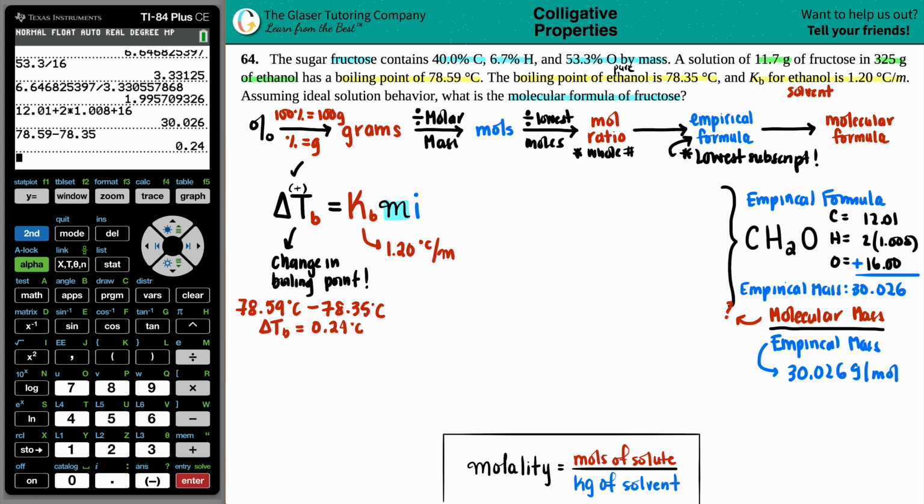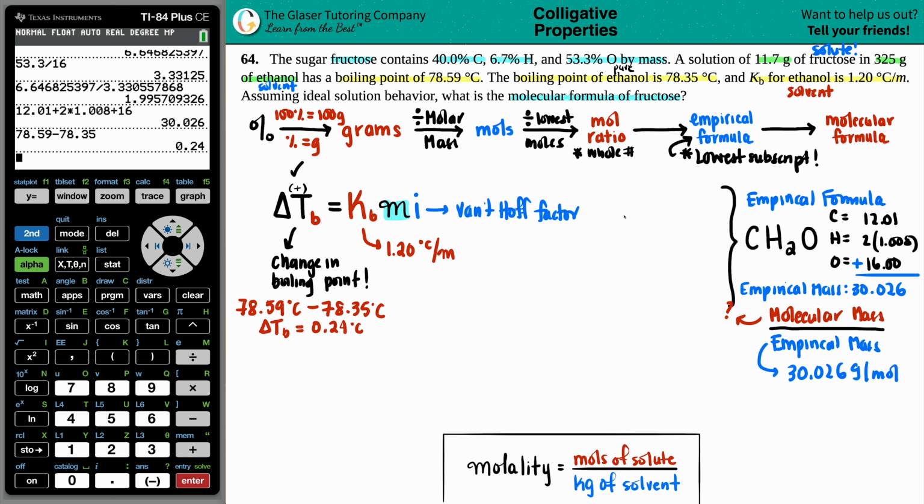So that means that we do know the i value, and the i value is called the Van 't Hoff factor. This factor determines whether your solute is a non-electrolyte or an electrolyte. Now, we said that the ethanol was the solvent, and in our solution, we have fructose going into the ethanol. The solute always gets dunked in the solvent. And if the ethanol is the solvent, that means that the fructose is the solute.